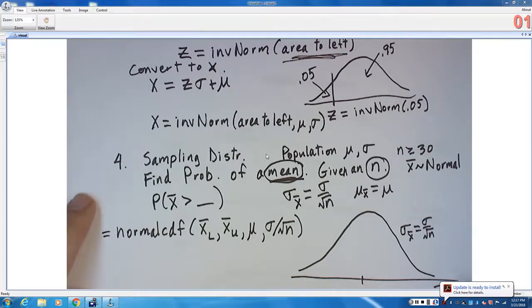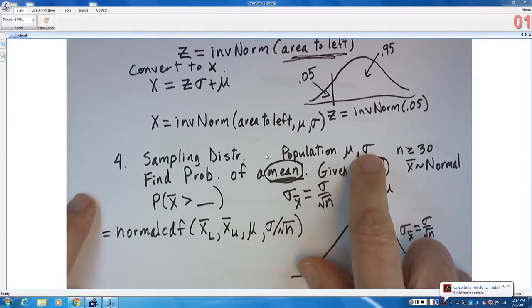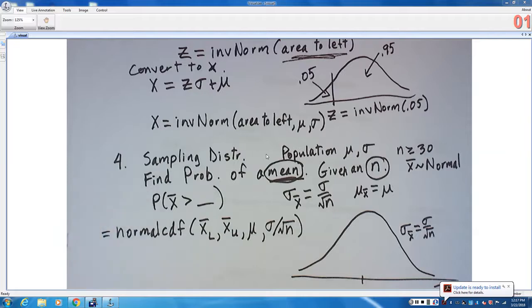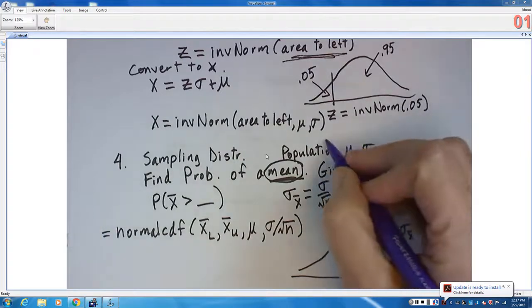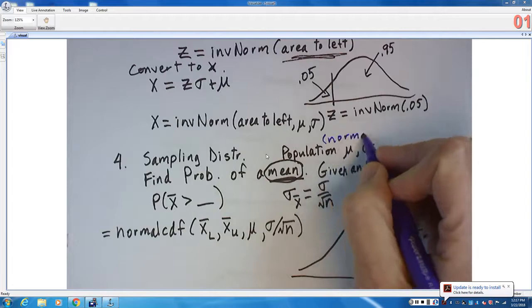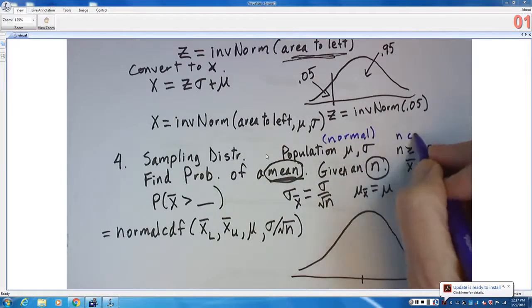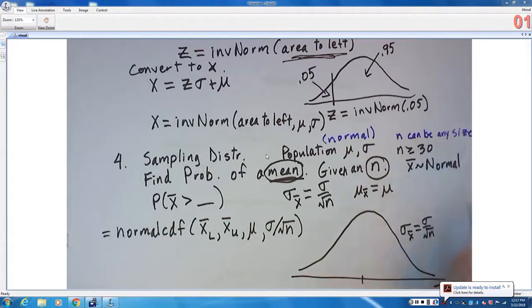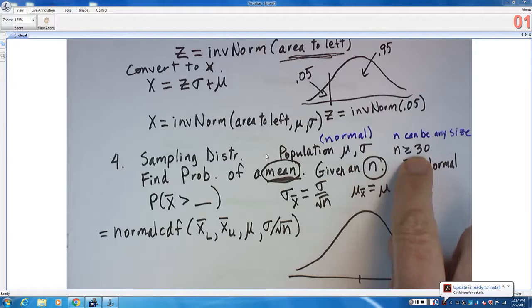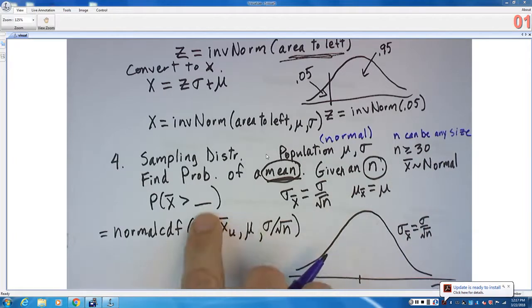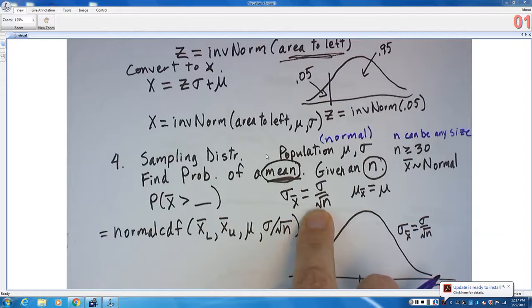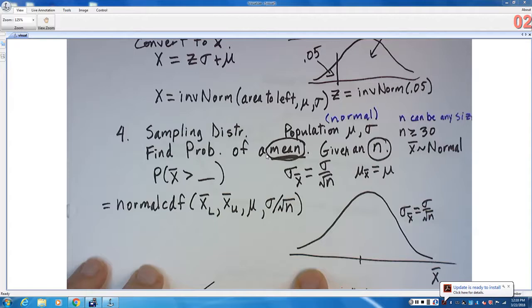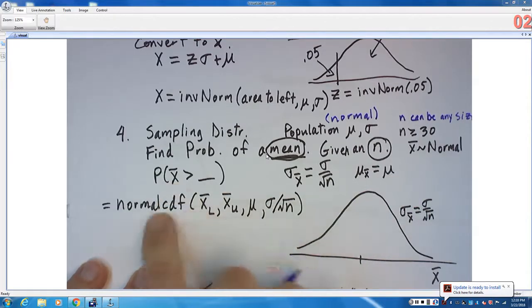They tell you you have a population with a mean and a standard deviation. If the population is normal, then N can be any size. But if the population is not normal, you have to have N greater than or equal to 30. You have to find your new standard deviation first, mark your curve off for that, and your mean stays in the same place, and you find your probability of a mean with this thing.